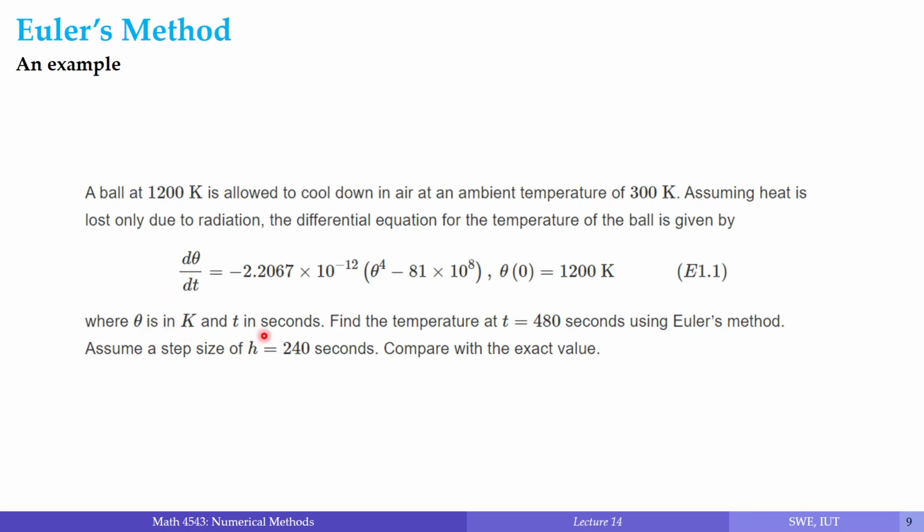So the units are given over here, and we are asked to find the temperature at t equals 480 seconds. We have to use Euler's method to do that, and they said that we can use a step size of h equals 240 seconds. So every time we go ahead, we increase the value of t by 240 seconds. Let's see how we can approximate the temperature at this time, and then compare with the exact value to see how accurate our approximation is.